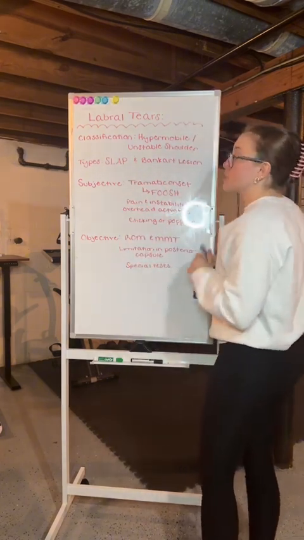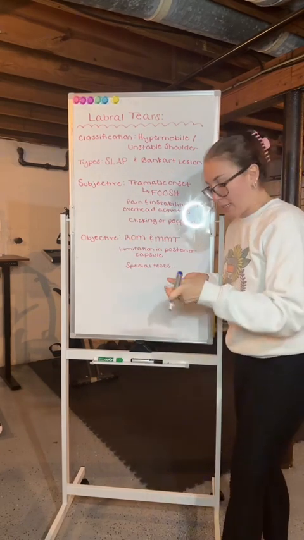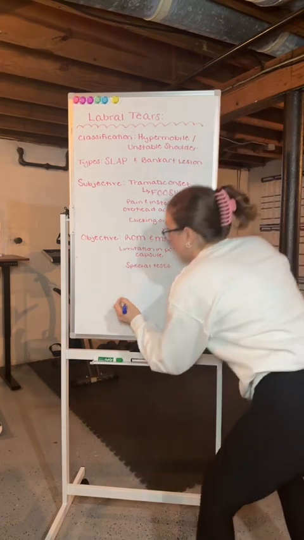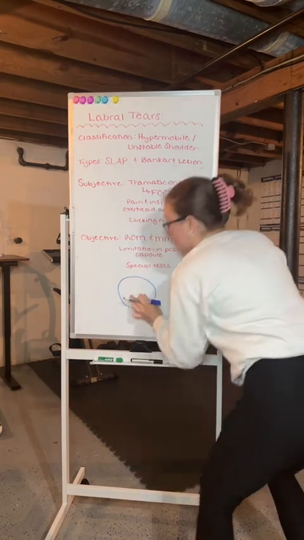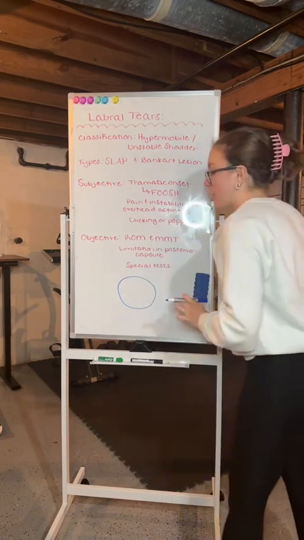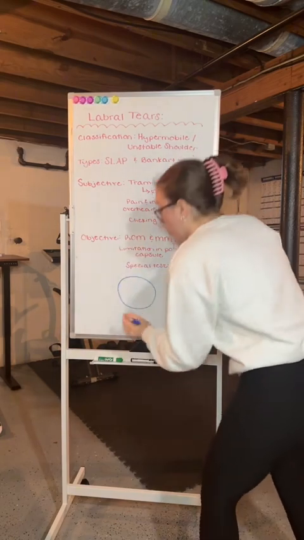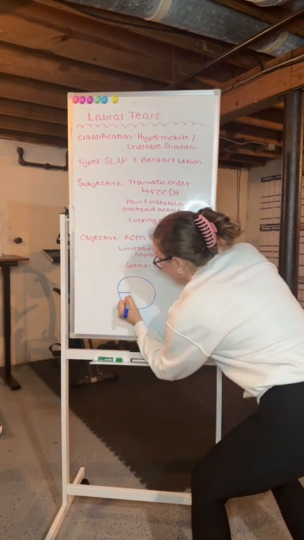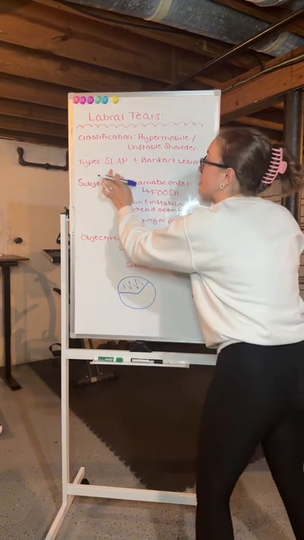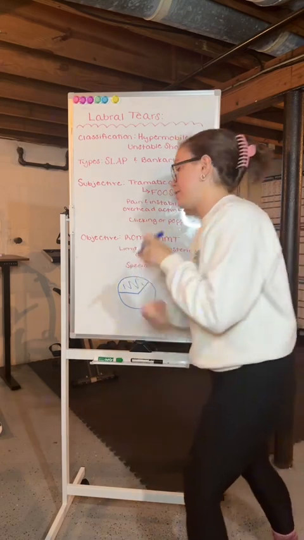Now, for labral tears, there are 2 main types. We have our SLAP tear and Bankart lesion. Now, what's the difference between the two? It actually has to do with the position on the labrum. So, this is our labrum. Enjoy my beautiful drawing. So the SLAP tear occurs between what we would call 10 o'clock and 2 o'clock. Look at it as a clock. So we have between 10 and 2. So anything that happens in here is considered a SLAP lesion. And remember, SLAP stands for superior labrum anterior posterior.